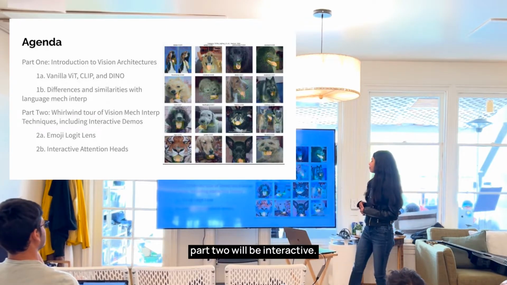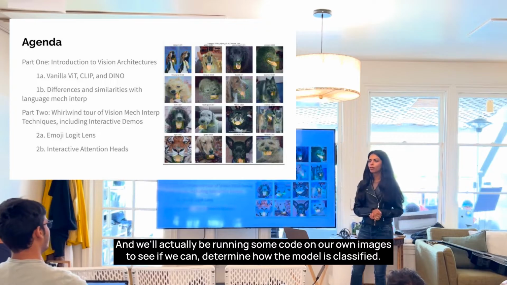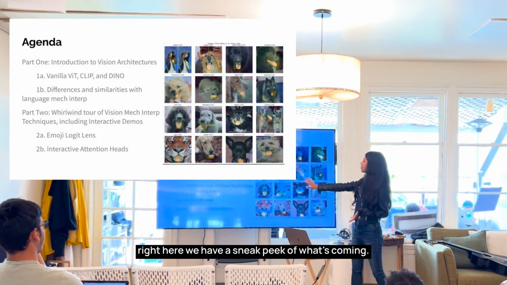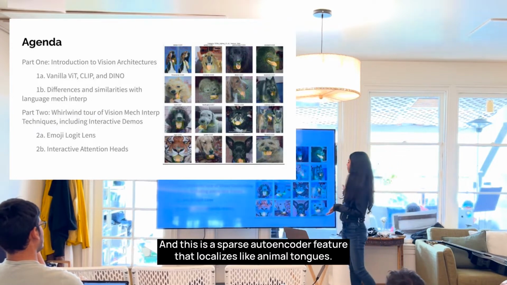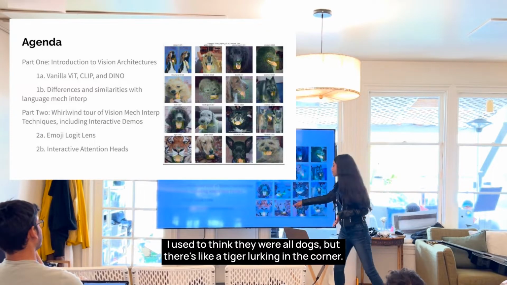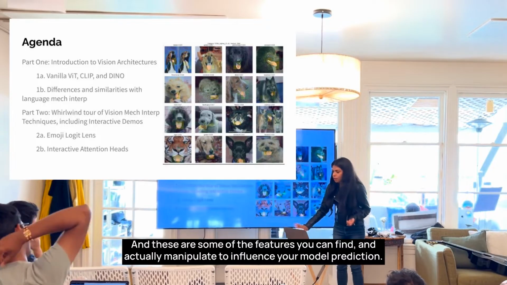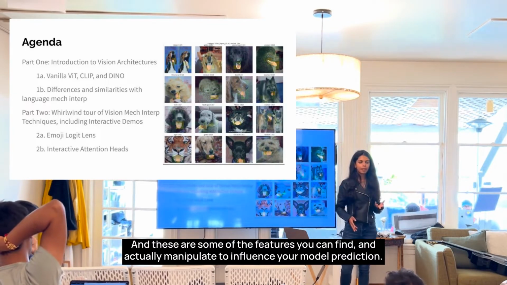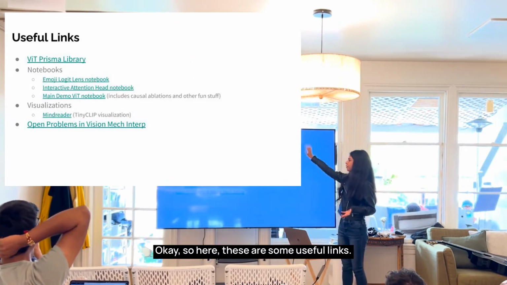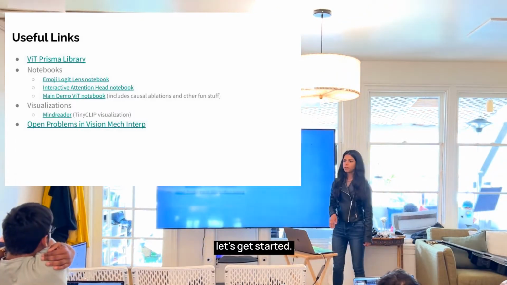Part 2 will be interactive, and we'll actually be running some code on our own images to see if we can determine how the model is processing. Right here, we have a sneak peek of what's coming, and this is a sparse autoencoder feature that localizes animal tongues. I used to think they were all dogs, but there's a tiger lurking in the corner. It's really just animals. And these are some of the features you can find and manipulate to influence your model's prediction. Okay, so these are some useful links. We'll be referencing this stuff as we go.